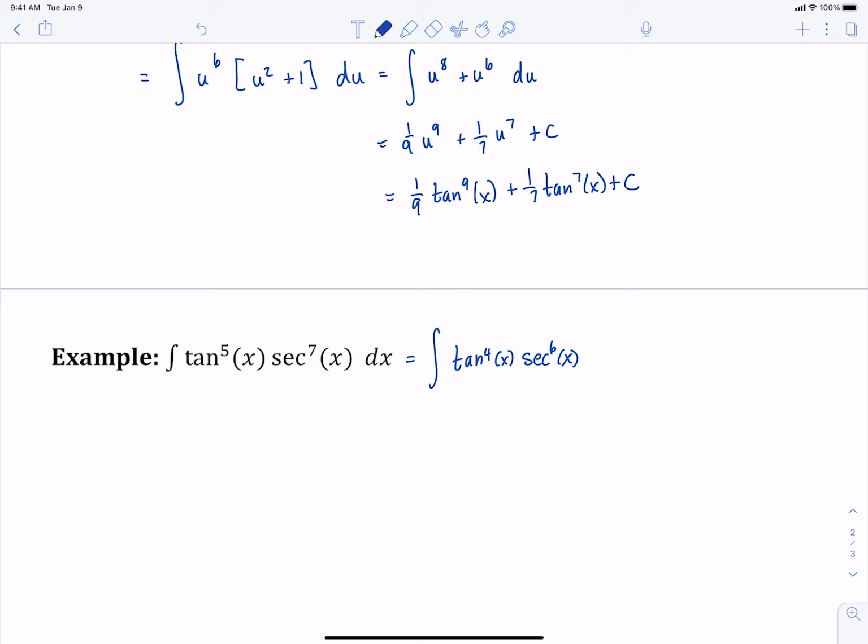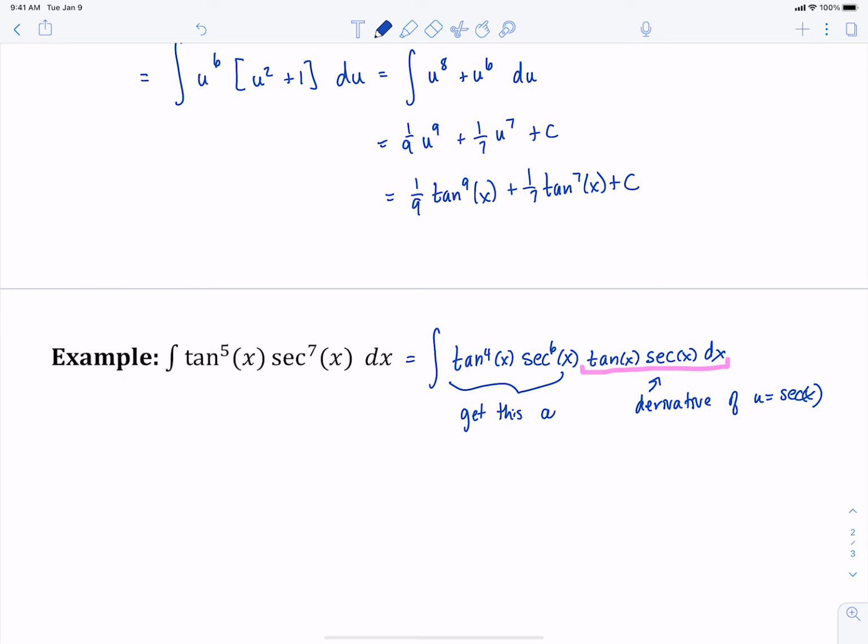So that's going to make our tangent to the fifth a tangent to the fourth, and our tangent to the seventh a tangent to the sixth. So we're just pulling those off of there so that right here we've got the derivative of u equaling secant. So that tells us our goal over here is to get this all in terms of secant.